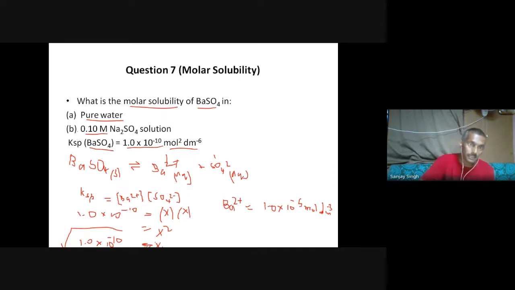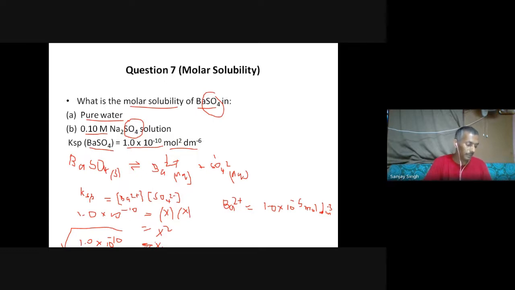Now the second part is actually the common ion effect. Look at the common ion over here. This is the SO4 over here. And what does the common ion do? The common ion actually reduces the molar solubility. So you can try this second part yourself.